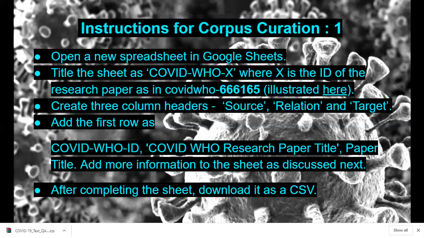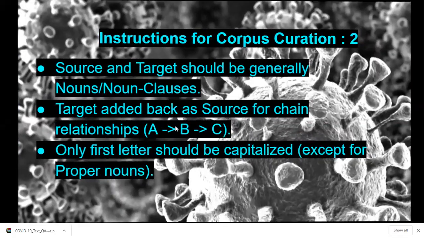So what are the detailed steps of curating a research paper in the format required? For this, first of all, you will go to Google Sheets, you will create a new spreadsheet, and you will title that spreadsheet with the COVID WHO ID, and you will create 3 column headers: source, relation, and target. Let me illustrate the process.